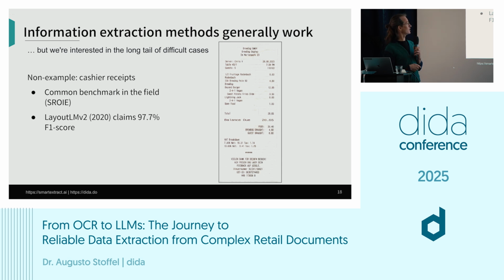So what do I mean by that? Let me start with a non-example. A non-example to me would be cashier receipts like this one. And I mention it because it's a very common benchmark in this information extraction field. But these documents are not really that interesting or complicated to understand. So this one model from 2020 already claimed a 97.7% score on this particular benchmark data set. So you could say this is solved.